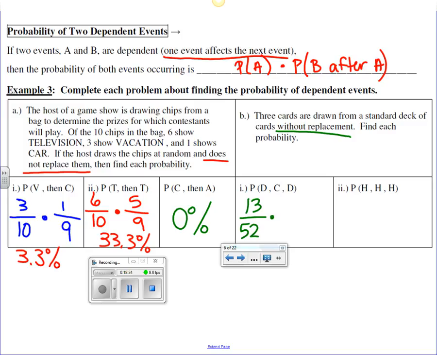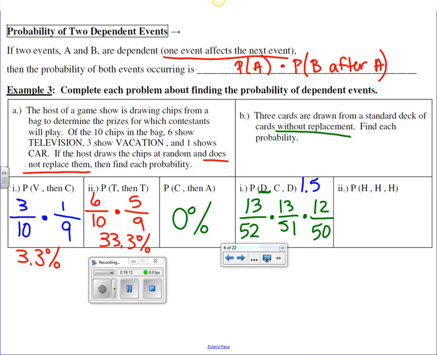Jasmine, how many clubs are there? 13 out of 52. Oh, nope, sorry. 51, thank you. Because you didn't replace the first one. So instead of being 52 cards in the deck, we're down to 51. Okay? Now, this one, I need another diamond. I already drew a diamond, so instead of being 13 diamonds like there were to start with, now there's only 12 diamonds. And how many are in the deck? 50. Okay. All right. And what is that one?